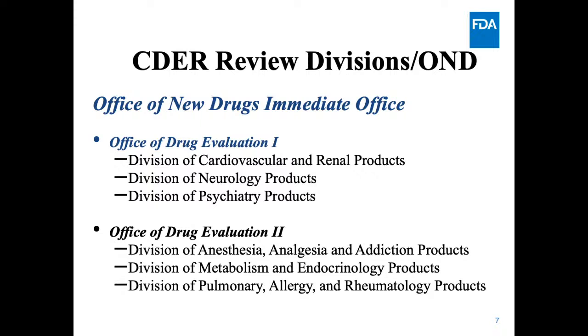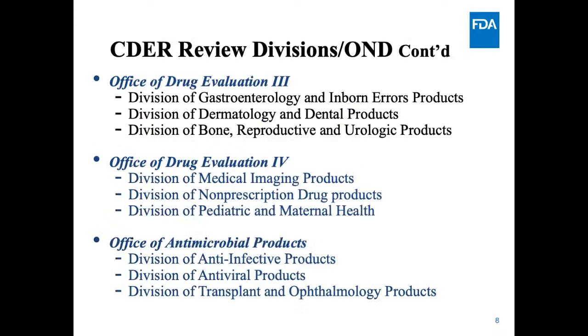They are the Division of Cardiovascular and Renal Products, the Office of Drug Evaluation 1, the Division of Neurology Products and Psychiatry Products. And the Office of Drug Evaluation 2, they are the Division of Anesthesia, Analgesia and Addiction Products, the Division of Metabolism and Endocrinology Products, the Division of Pulmonary, Allergy and Rheumatology Products.